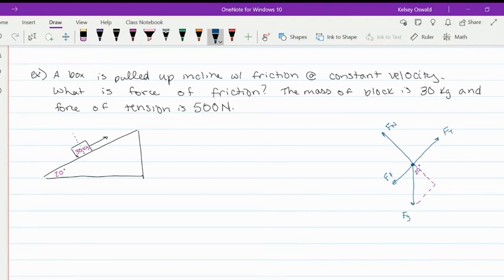Okay. We have a force of tension pointing uphill, so we want a force of tension going up and to the right. And then friction always opposes our direction of motion. So if our box is moving uphill, then our force of friction is going to be pointing downhill. Remember, friction always points the direction opposite our object is actually moving. Okay. So on this diagram, we should have these four forces.